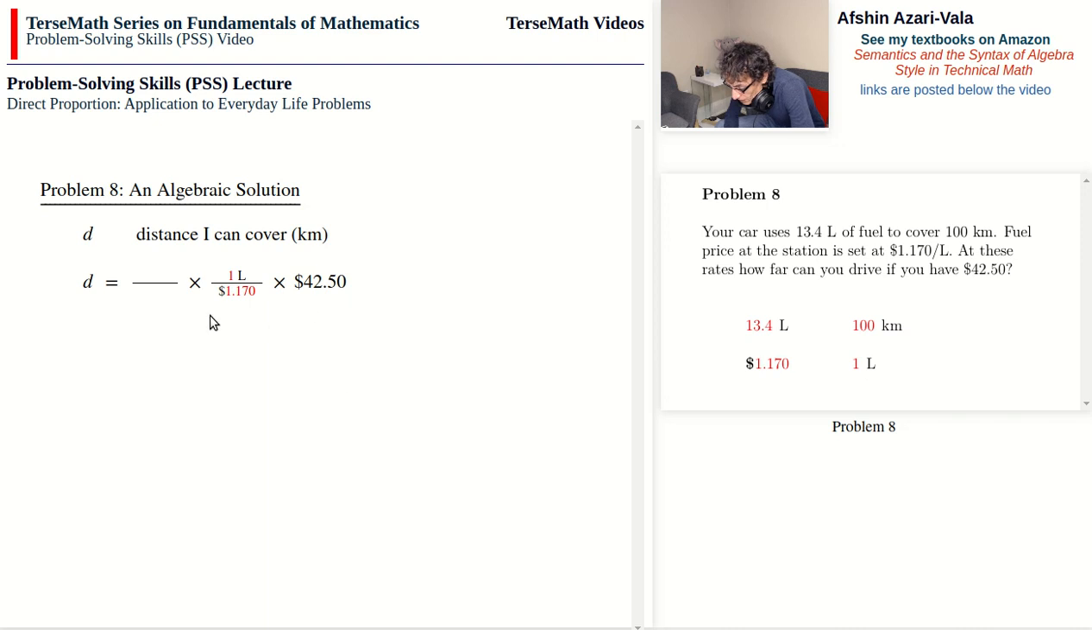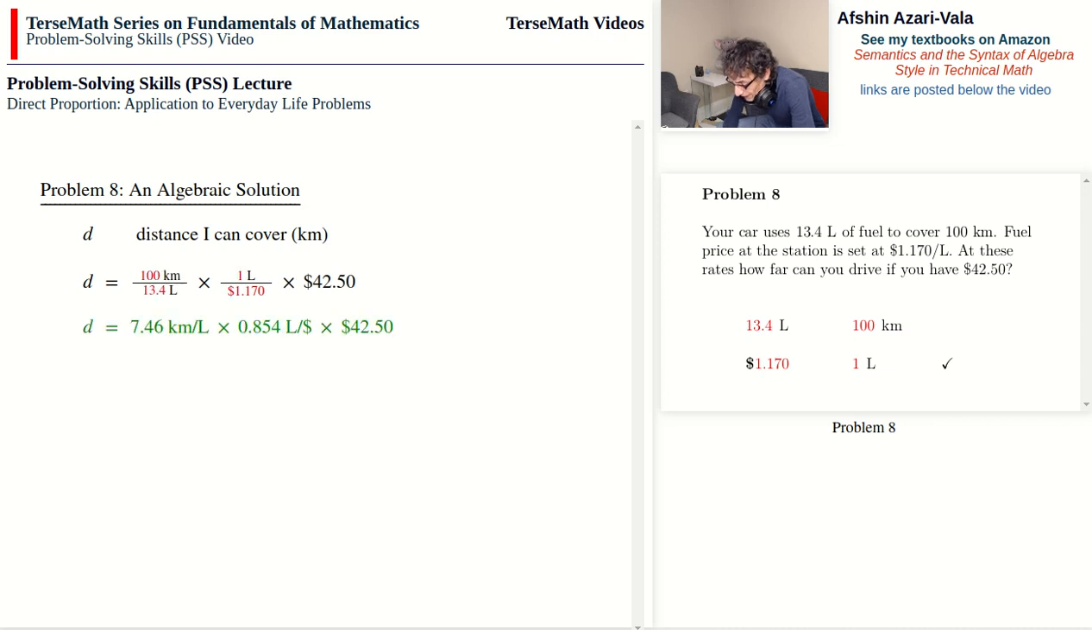Now dollars cancel out, we'll be left with liters. Let's check off the equation that we just used. Now I need to match the unit liters down here, and therefore 13.4 liters goes down, 100 kilometers goes on top.